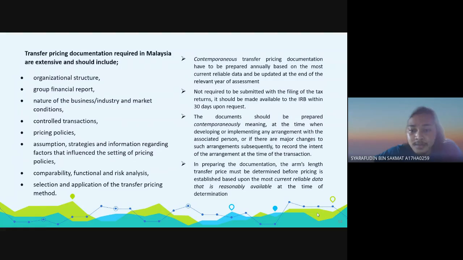In preparing the documentation, the arm's length transfer price must be determined before pricing is established, based upon the most current reliable data that is reasonably available at the time of the determination. This is the arm's length price. This is the meaning of contemporaneously. Next.